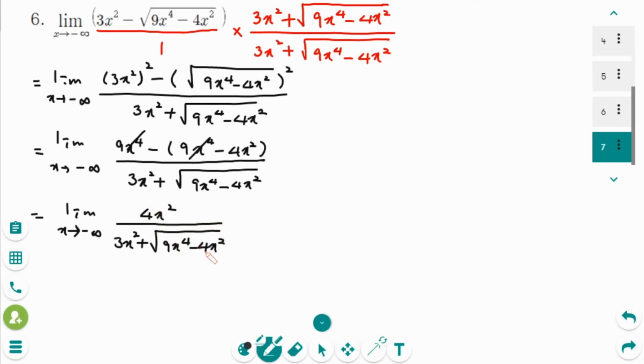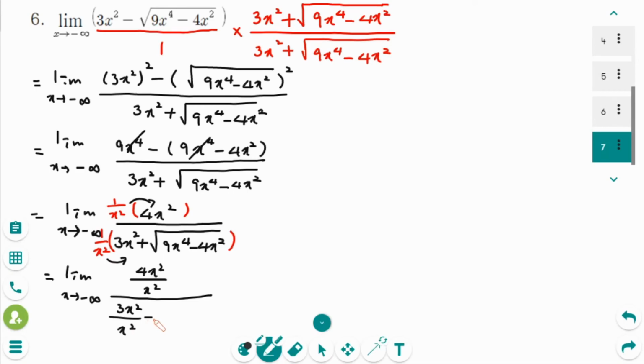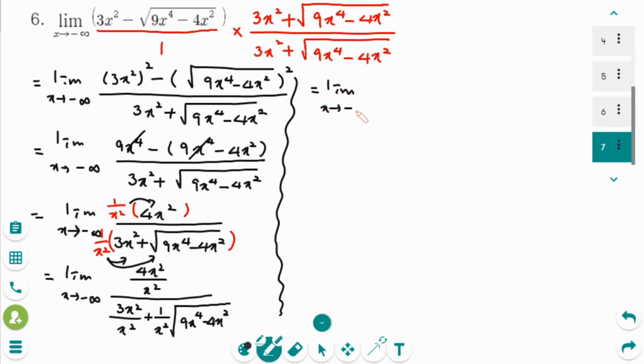And we get the infinity over infinity form. So divide each side with the highest power of x in the denominator, which is x squared. And then simplify. The first one is 4x squared over x squared over the second one, the 3x squared over x squared plus this one, same. And this is 4, 3.